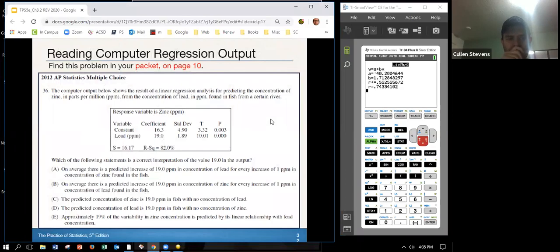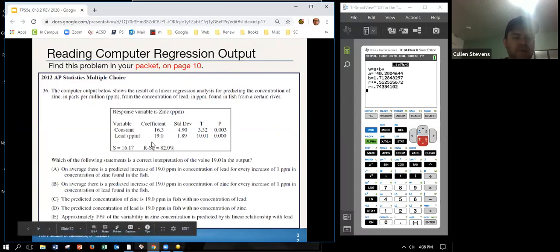So here's a quick example from the 2012 AP Stats multiple choice, and this is in your packet on page 10. The question read: the computer output below shows the result of a linear regression analysis for predicting the concentration of zinc in parts per million from the concentration of lead in parts per million found in fish from a certain river. So notice what we have here is the Minitab output.